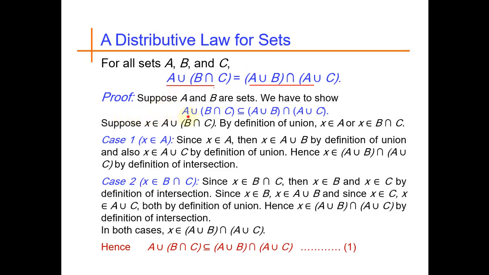So we now start the proof. We suppose that X belong to A union (B intersection C). X belong to A, or X belong to B intersection C by applying the definition of union. So now we have two cases. Since X belong to A or X belong to B intersection C, the first case is when X belong to A.